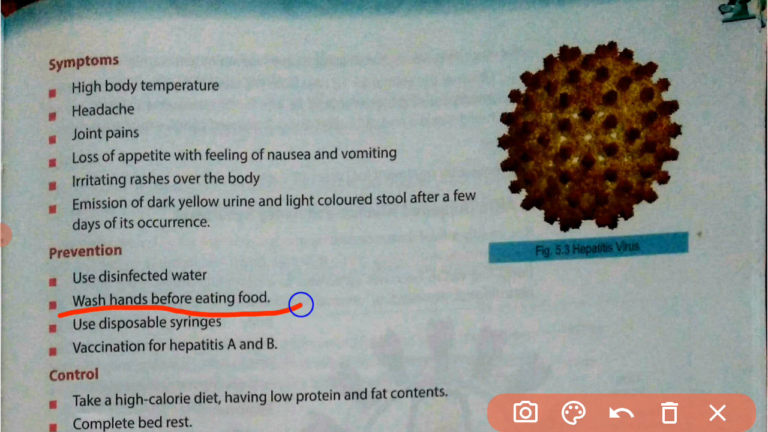Wash hands before eating food. If you are going to eat anything, your hands should be washed, neat and clean. It should be hygienic, so that you avoid the occurrence of any communicable disease. Now, use disposable syringes. Syringes must be one time usable. They should not be used again and again on so many persons. So a disposable syringe must be used while injecting. Vaccination for hepatitis B is there, so vaccination should be done to avoid this disease.